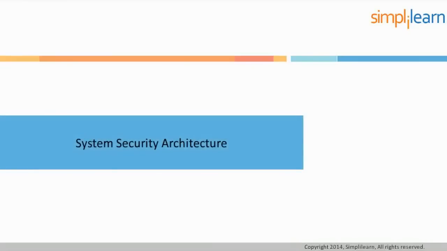We will start the next topic, System Security Architecture, which is designing security services within individual computing systems. In this topic, we will define system security architecture, list the types of computing platforms, and also identify the system components.